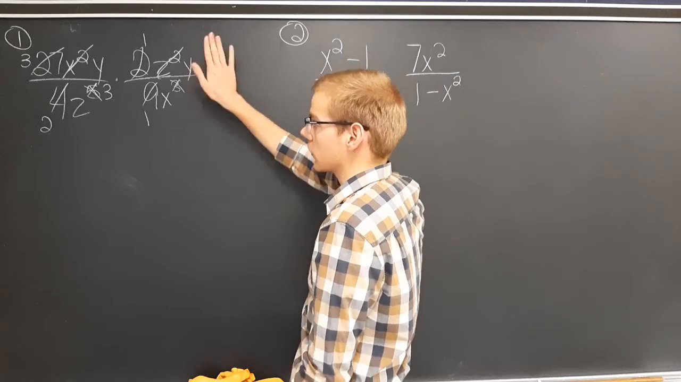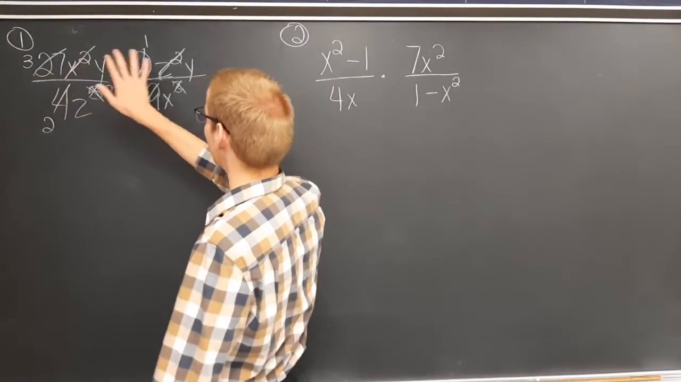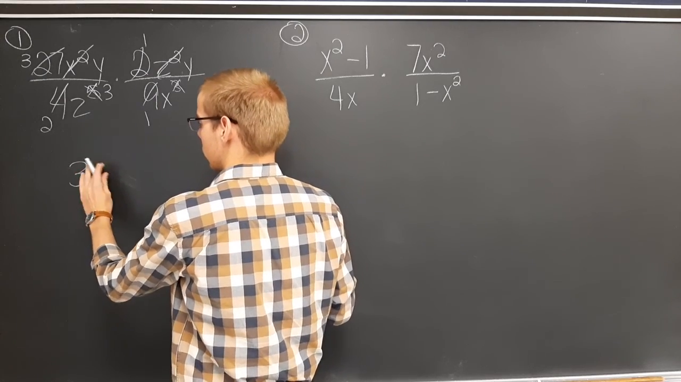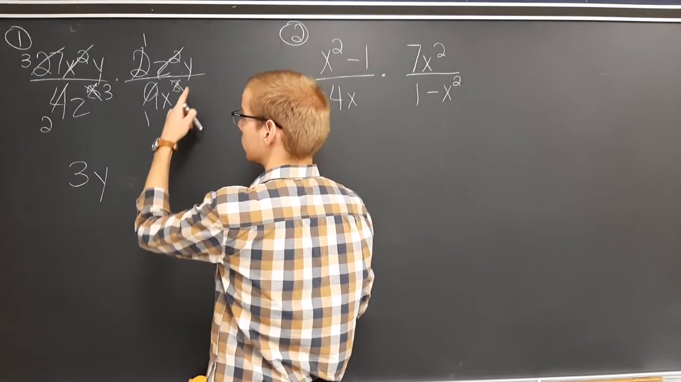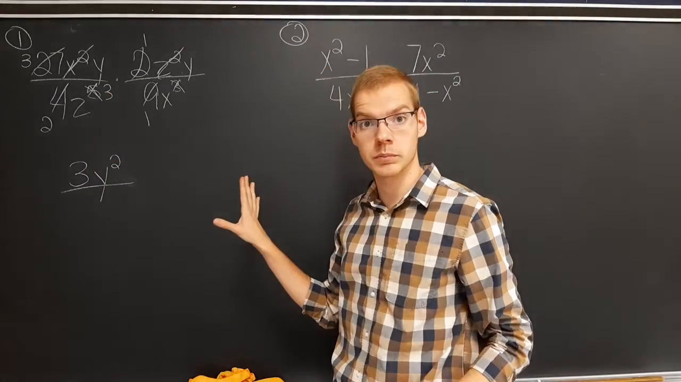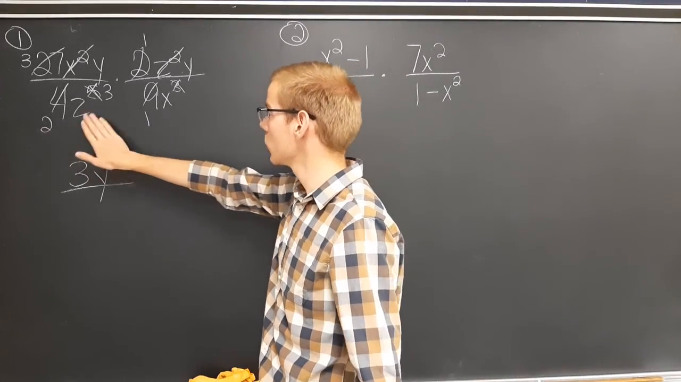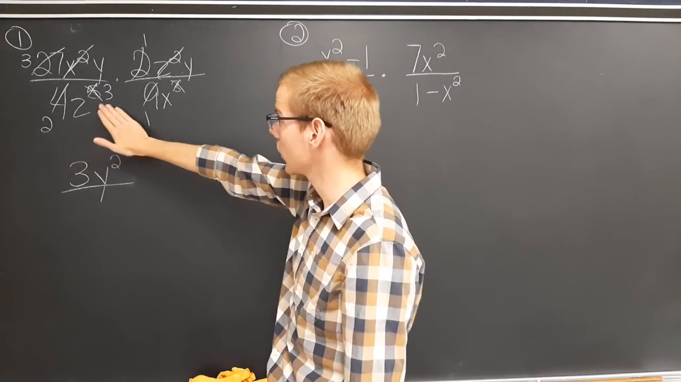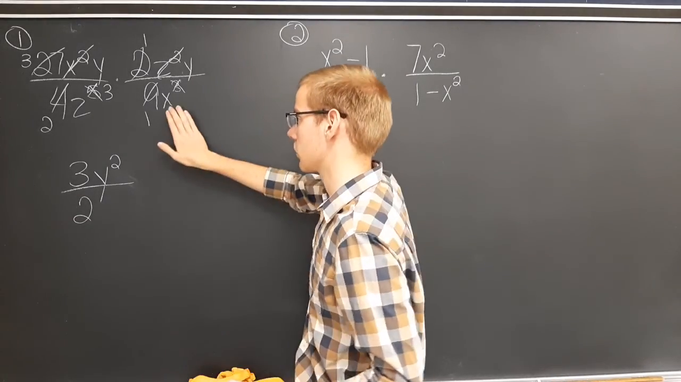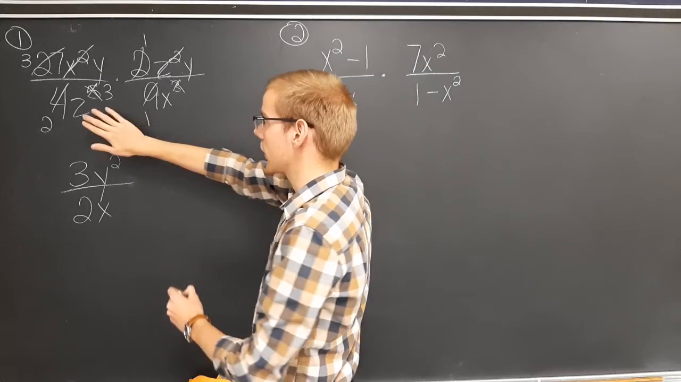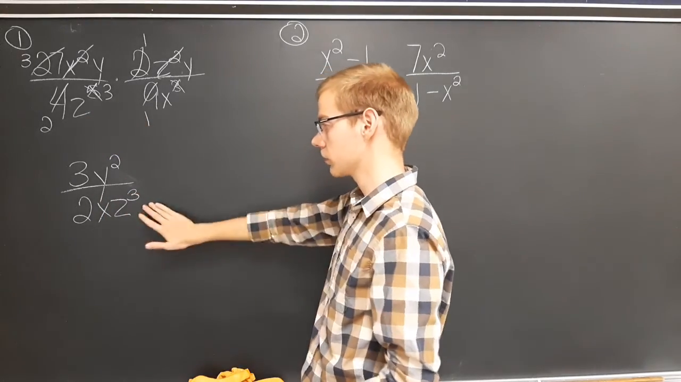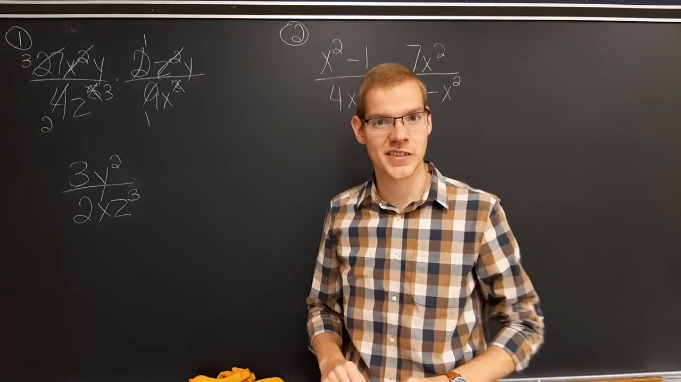So, what do we have left on the top? A 3, y, and a y. So it would be 3y, we have 2 y's, y squared, over, what do we have left on the bottom? It'd be 2z cubed and 1x. So let's do this alphabetically. Let's put our x there first, and then z cubed. So, there you go. You've got your answer.